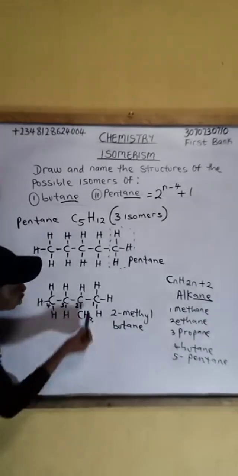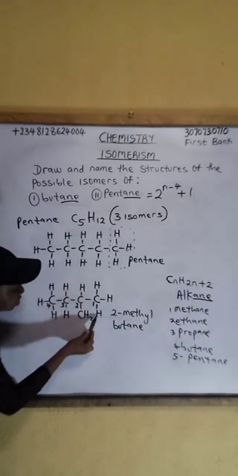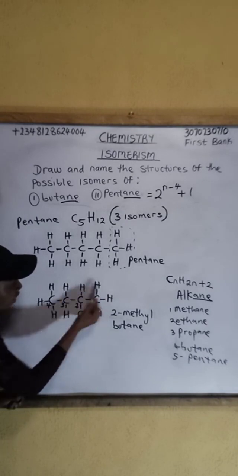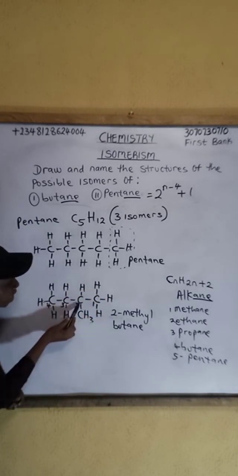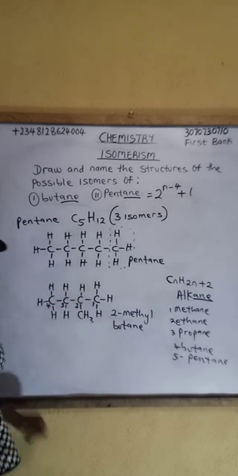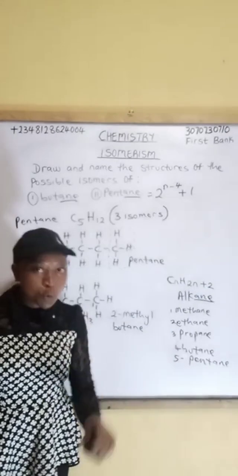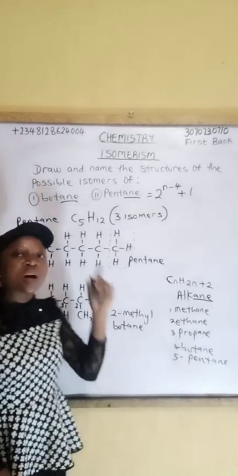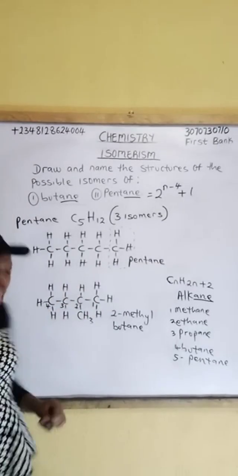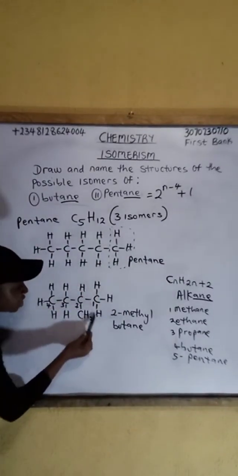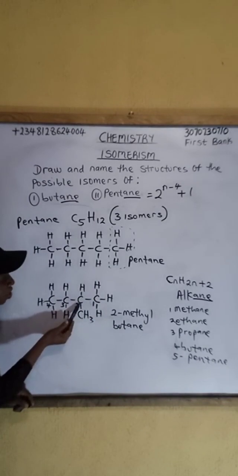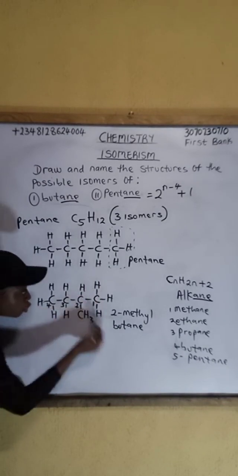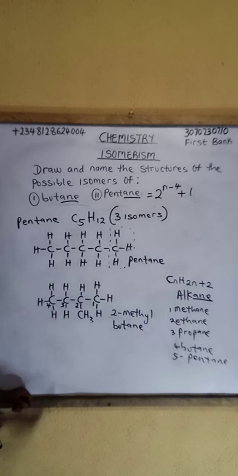Now, let's look at this one. If I displace this first carbon atom, this one will be my first carbon atom at the right. Then you must not have what? An alkyl group, which is methyl, on the first carbon atom at the right. You must not have it on the first carbon atom at the left. So if I displace this CH3, this one will be the first carbon atom at the right, and we have CH3 on it. So I'm not going to displace this one because this one will be the first carbon atom.